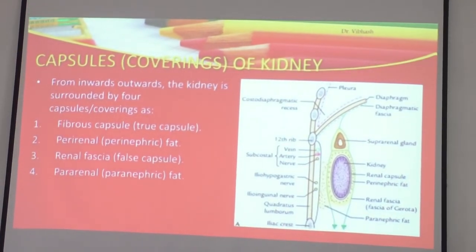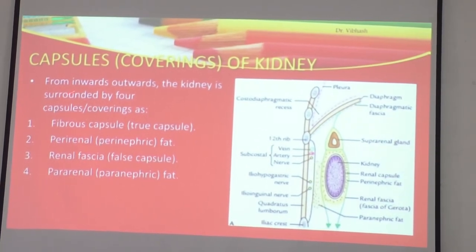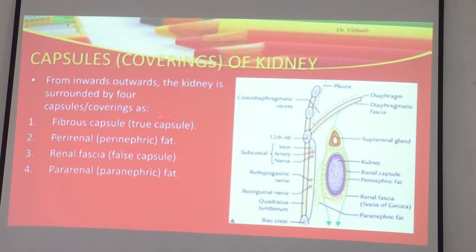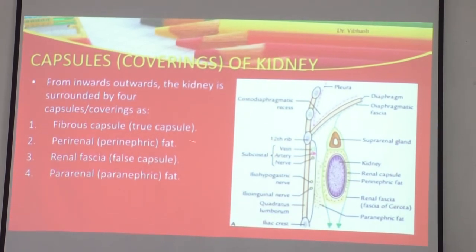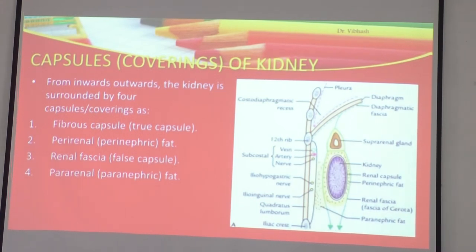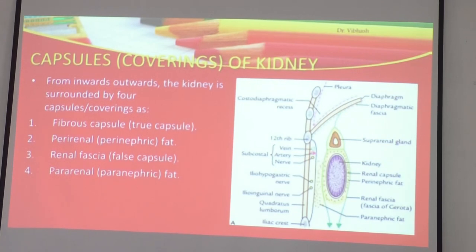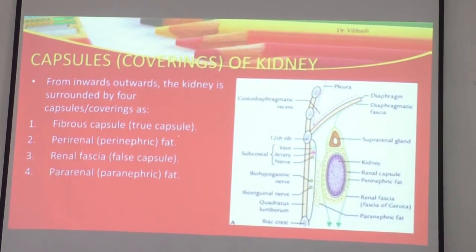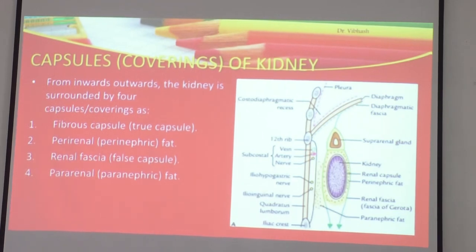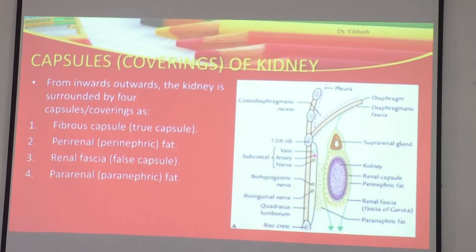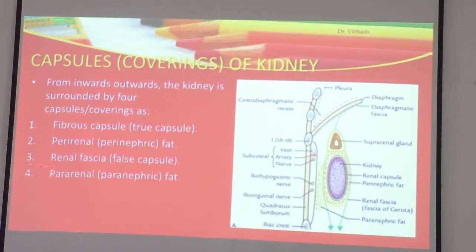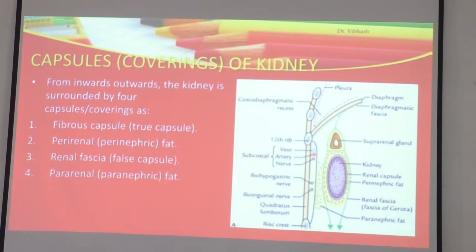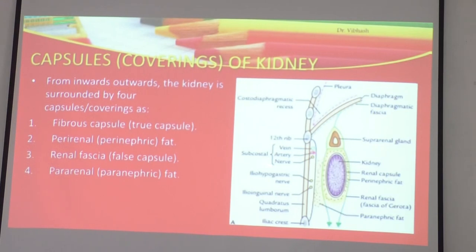Now, capsules. Capsules are important. From inside outward, the kidney is surrounded by four capsules or coverings. First is the fibrous capsule or true capsule. This is a longitudinal section through the kidney. The violet colored one represents the kidney. Outside it, the black line is the fibrous capsule or true capsule, formed by condensation of the parenchyma of the kidney. Outside it is the perirenal or perinephric fat. This yellow area with some dots is perinephric fat. Then there is the renal fascia or false capsule. This green one is the renal fascia or fascia of Gerota or false capsule.